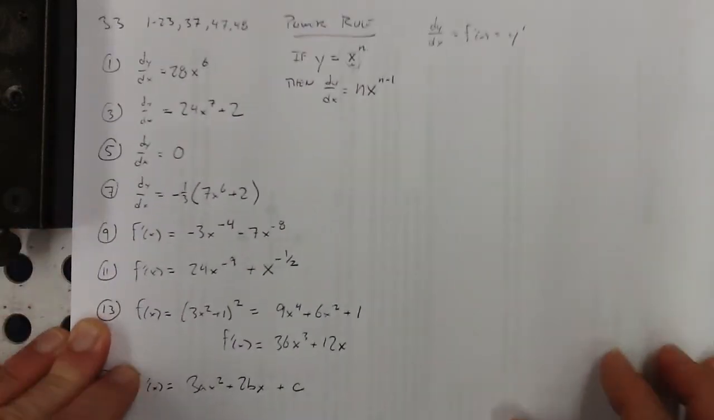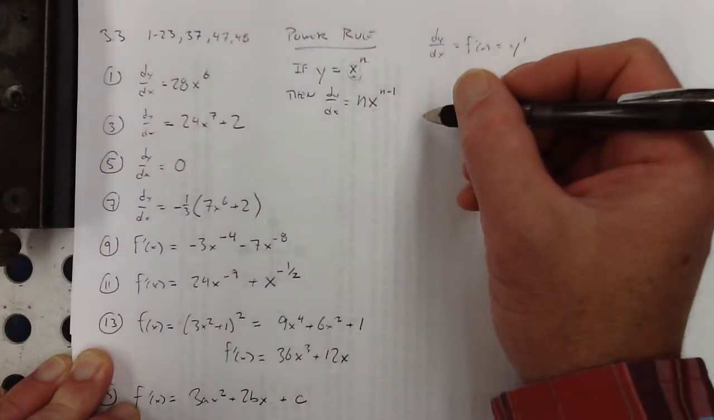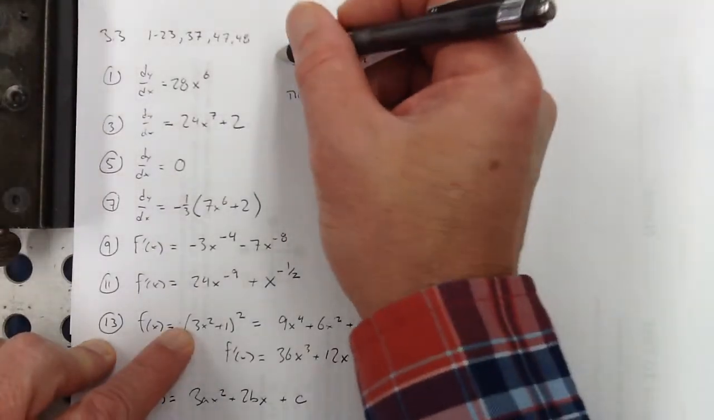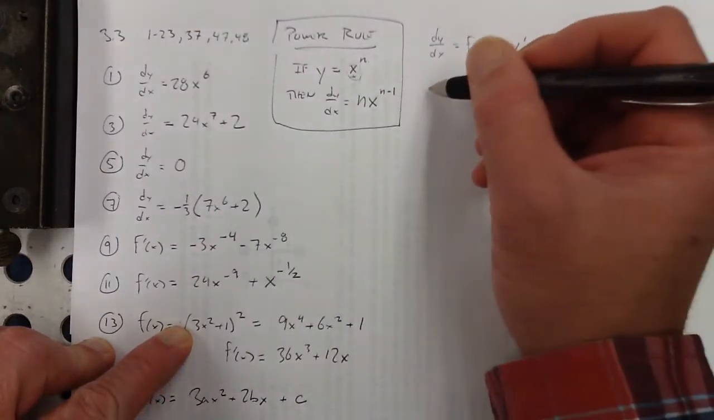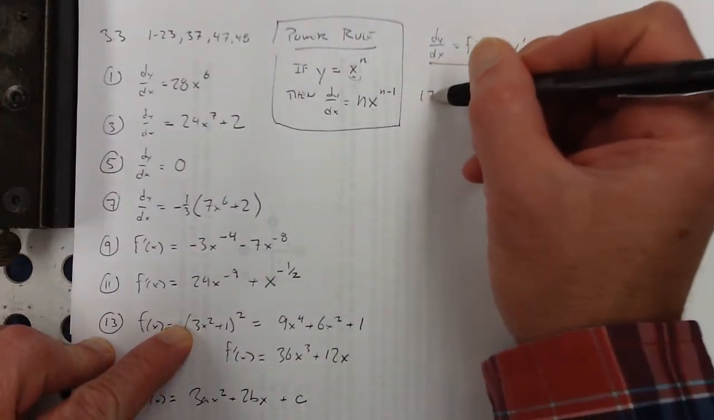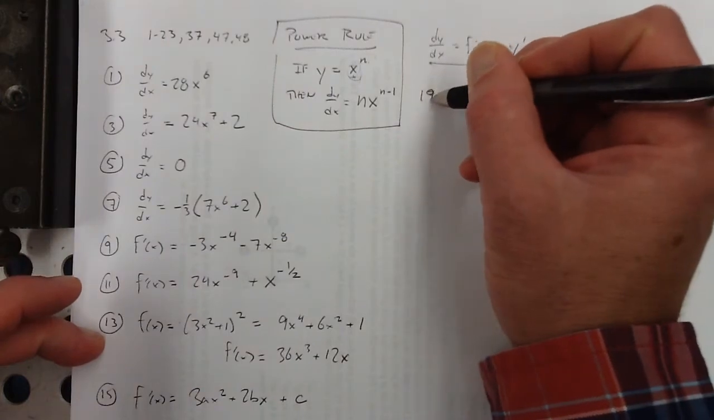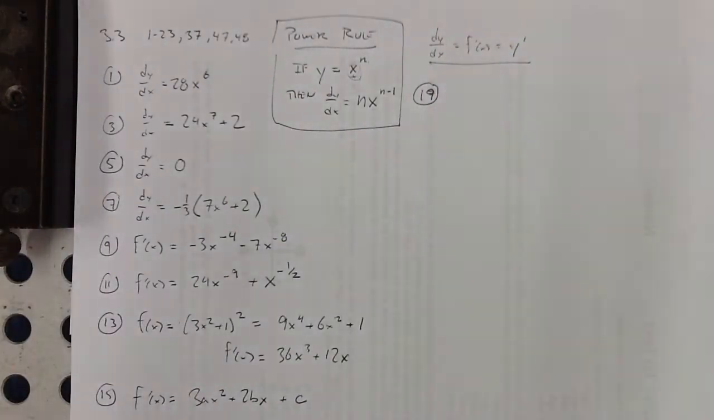Let's see. I think I can keep using this paper. Let's move. How about here? What am I? Oh, I'm not on 17. I did that. 19. Find dx dt. What? Oh, wait a minute.